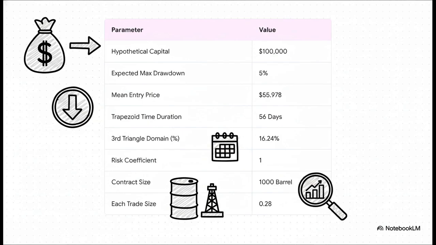Okay, so with that setup in mind, let's look at the key risk parameters for this plan. Everything is based on a hypothetical capital of $100,000. The maximum allowed drawdown was set right at 5%. And check out the trapezoid time duration. It's 56 days. That number, along with the contract size and a few other things, helps calculate our trade size, which comes out to 0.28.